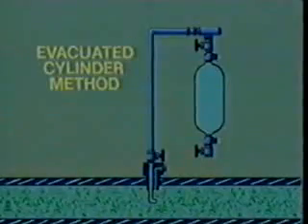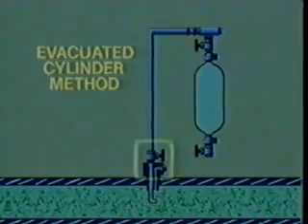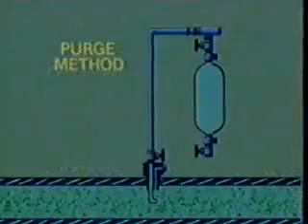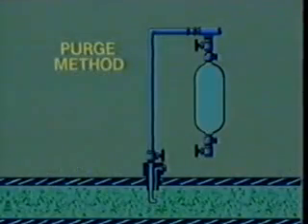The cylinder is attached directly to the sample point with a manifold. The sampling line valve and manifold valve are opened and the sample is taken. The purge method is more suitable for dry gases where there is little chance for condensation. After the sample cylinder has been attached to the sampling valve, a sample is taken and then bled off. This is called a purge.